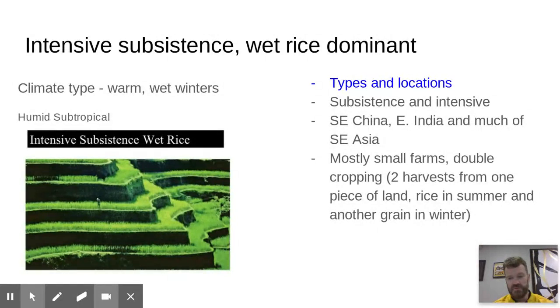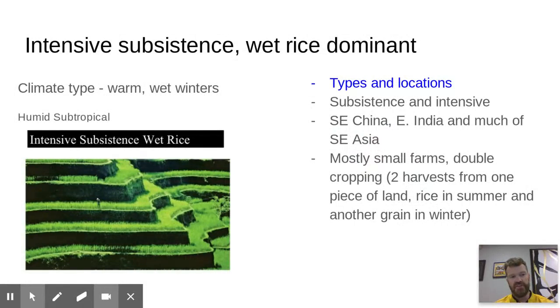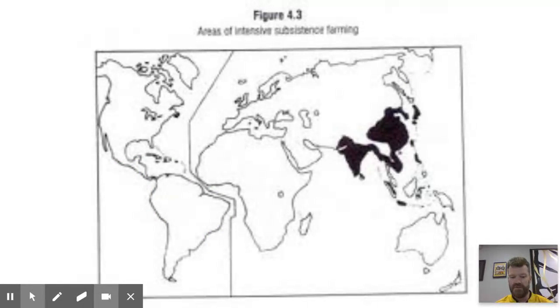This is small farms. They double crop. They do 2 harvests from one piece of land. So rice will allow you to do that. There's a rotation of crops that has to be done around here. Like, you don't see corn growing on the same ground every year because that corn takes nutrients out of the ground. So the next year they plant soybeans, right? So that's crop rotation. They don't have to do that with rice because rice doesn't take anything from the ground. So, all right, so that's the areas of the world where that intensive subsistence, wet rice dominant climate is located, in those areas of the world.